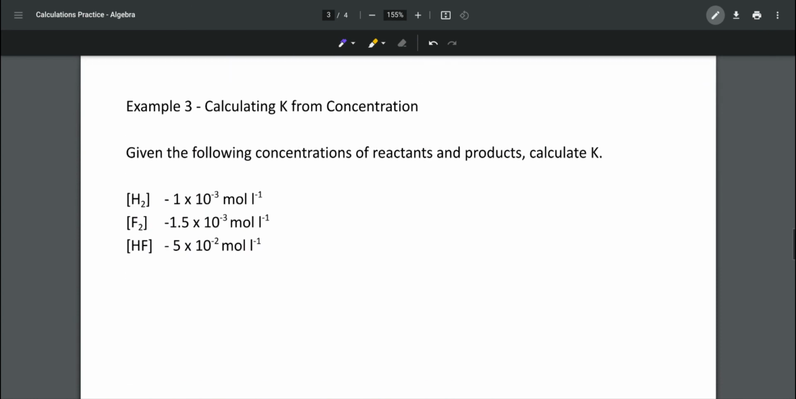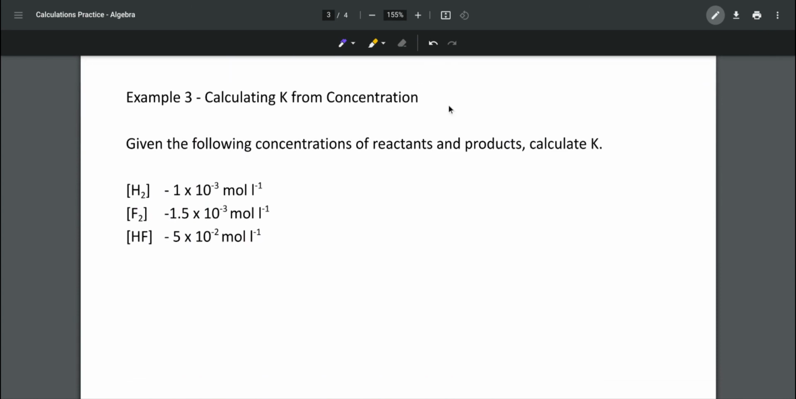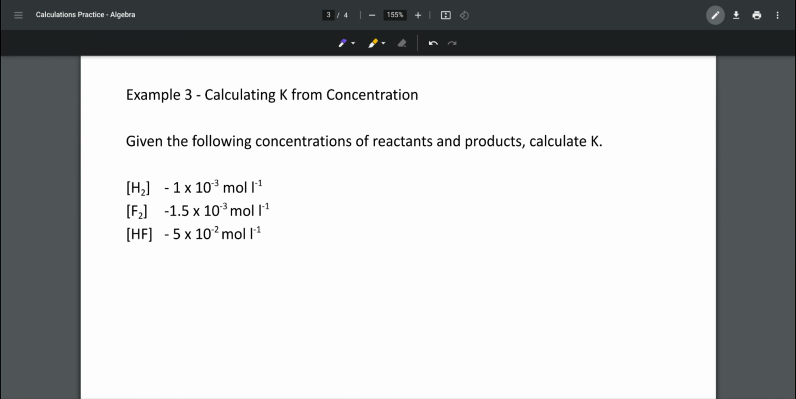So example 3 is calculating K, this time from concentration. So this is really just the reverse of example 1. So again, what we're going to need to do for this is to write out the expression for the equilibrium constant. But this time we're going to substitute in all of the concentrations. So this actually makes it a wee bit easier.